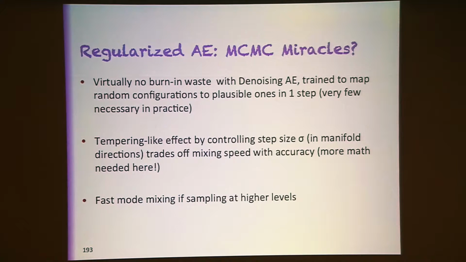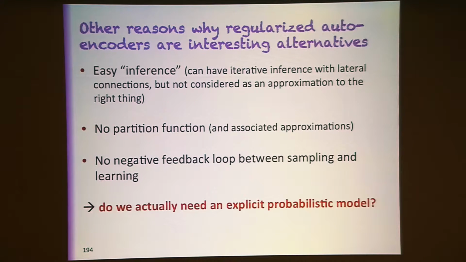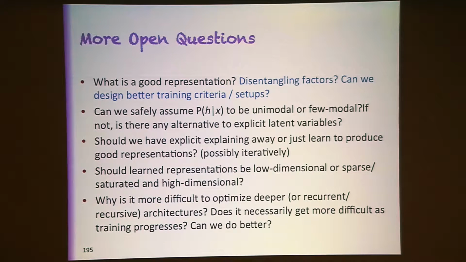Okay, I'm going to skip the other stories here because time is flying. So I guess I'm asking the question, do we actually need an explicit probabilistic model? I mean, if we have these autoencoders, maybe we can get away with no partition function, no negative feedback loop between sampling and learning, which I was talking about. Inference, we still have to deal with that somehow, and not much work has been done yet. It could be done by adding lateral recurrent connections in a way that's similar to what is done in sparse coding, for example.